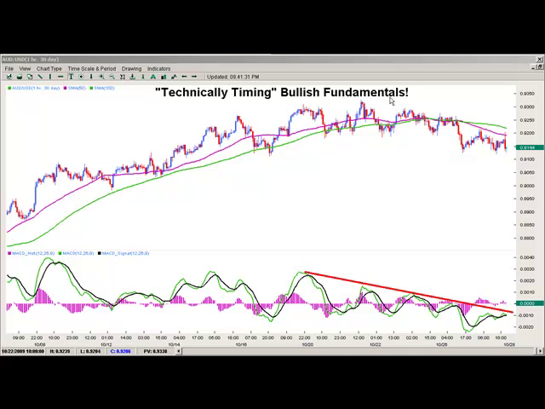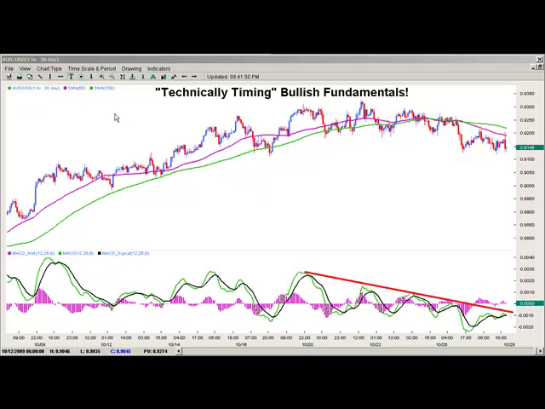about technically timing bullish fundamentals. In other words, some people think, well, a pair has bullish fundamentals, so in the back of their mind, they think it should almost go up daily, money should pour into it daily, it should increase in price almost daily, but that's simply not the case. There are pullbacks, and sometimes sizable pullbacks, even within currencies that have bullish fundamentals.